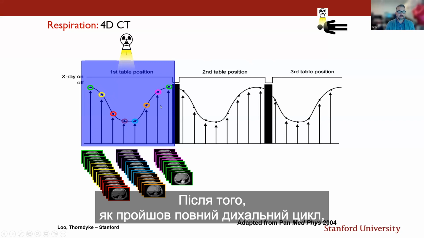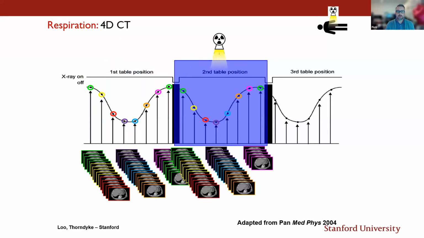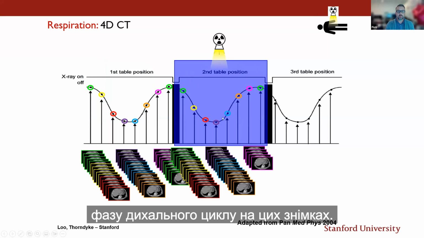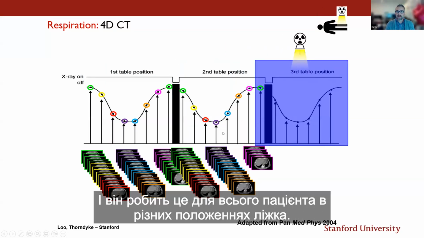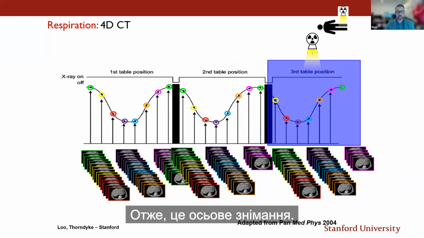Once a full breathing cycle has passed, it can then move to the next position. And it does the same thing, where it tags the location or the phase of the breathing cycle onto these images. And it does that across the entire patient in multiple bed positions. So that's an axial acquisition.